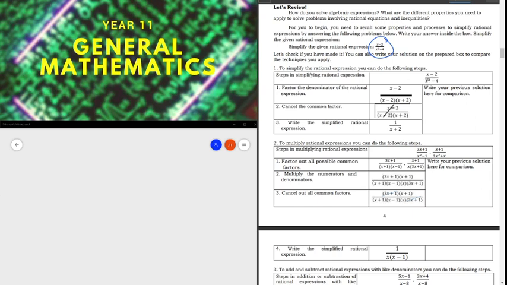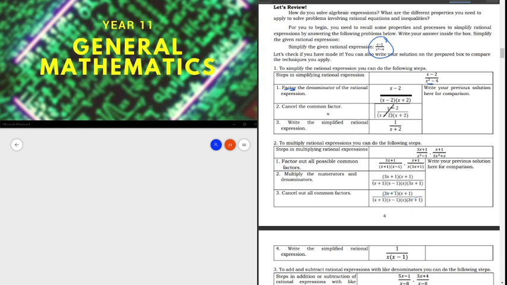Alright, so we have here the given example, x minus 2 over x squared minus 4. So first thing is we factor the denominator. How do we factor that one? This is a special square. Yes, so we have here x minus 2, x plus 2. So there are ways on how to factor, right?